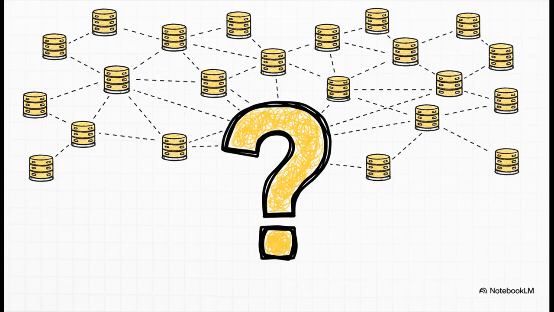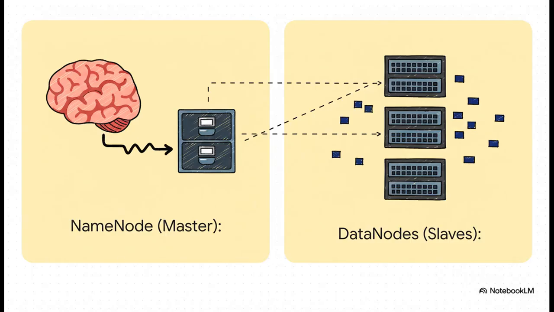Okay, so you've got your files shattered into thousands of pieces, scattered across hundreds of machines. How in the world does the system keep track of all that? Well, it all comes down to assigning two very distinct roles. Now, this is where it gets really clever, with this clear division of labor.